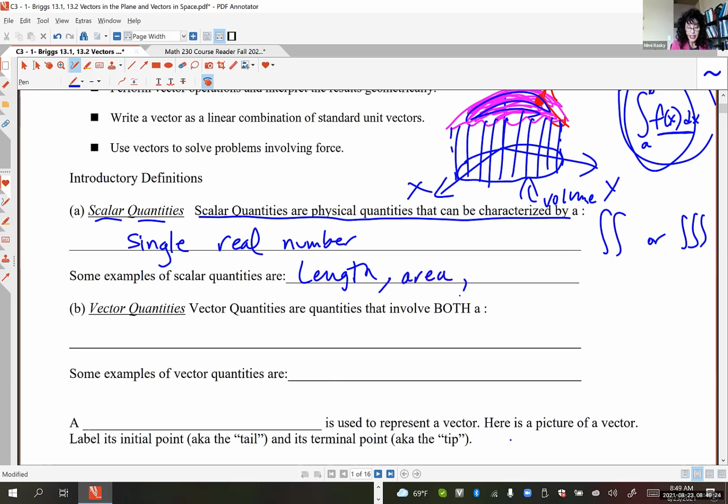Area is a scalar example. Volume would be another scalar example. And there are many, many more.